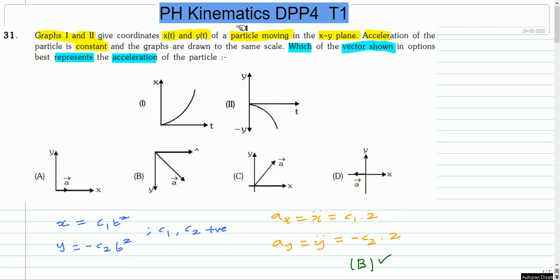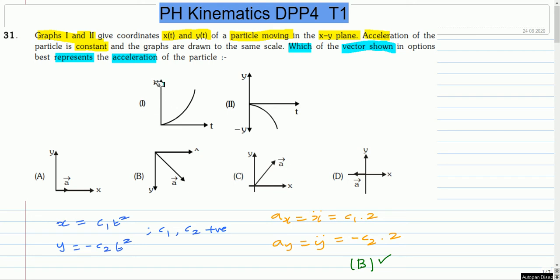In this video, I will discuss some kinematics problems. This is question number 1. Graphs 1 and 2 give coordinates x of t and y of t of a particle moving in the xy plane. Acceleration of the particle is constant and the graphs are drawn to the same scale. Which of the vectors shown in the options best represents the acceleration of the particle?